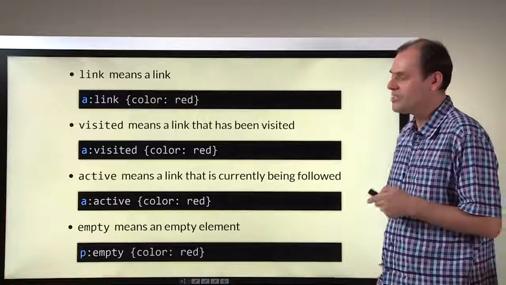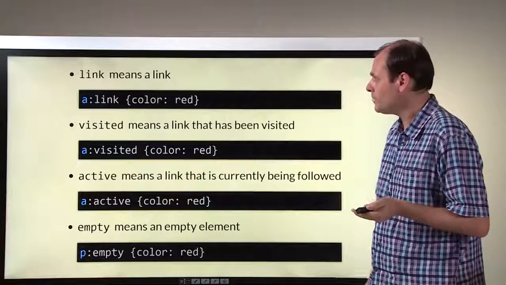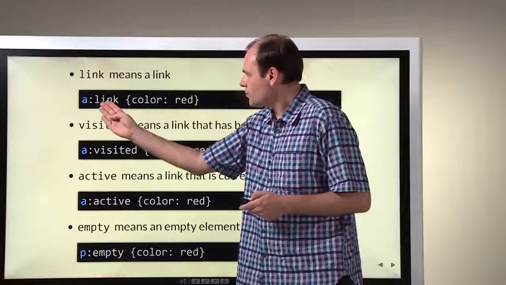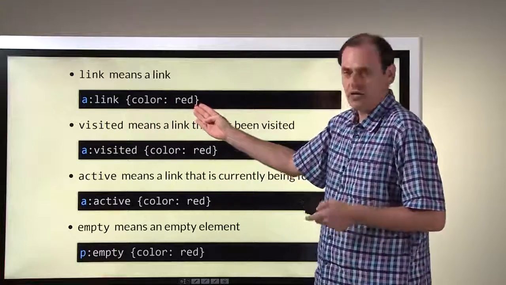Now there's a lot of these pseudo classes, many of them. So let's just have a look at a few of them. So for example here, if you have a link, then that will be red color.